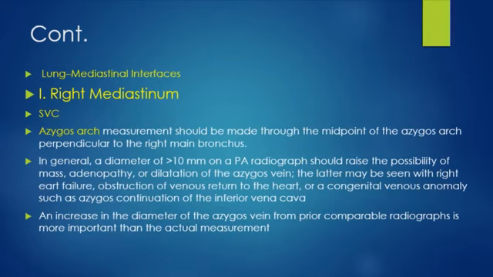About the lung mediastinal interface, the superior vena cava should be seen as a straight line or concave. Azygous arch measurement should be made through the midpoint of the azygous arch perpendicular to the right main bronchus. In general, a diameter of more than 10 millimeter on a PA radiograph should raise the possibility of mass, adenopathy, or dilatation of the azygous vein. The latter, or the dilatation, may be seen with right heart failure, obstruction of venous return to the heart, or a congenital venous anomaly such as azygous continuation of the inferior vena cava. An increase in the diameter of the azygous vein from prior comparable radiograph is more important than the actual measurement.